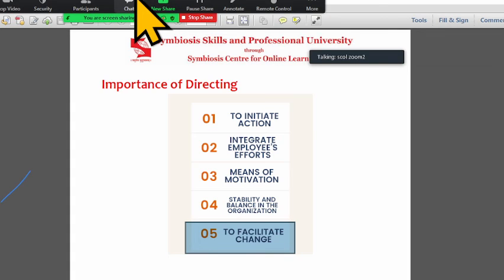So how will directing help? It will facilitate this change. If direction is proper, people will be more receptive and will adopt these changes. As I said, not only technological, but political, legal, environmental, social. As a manager or as a director, you can motivate them to adopt all these changes. You can convince them of the advantages compared to the disadvantages of the change.